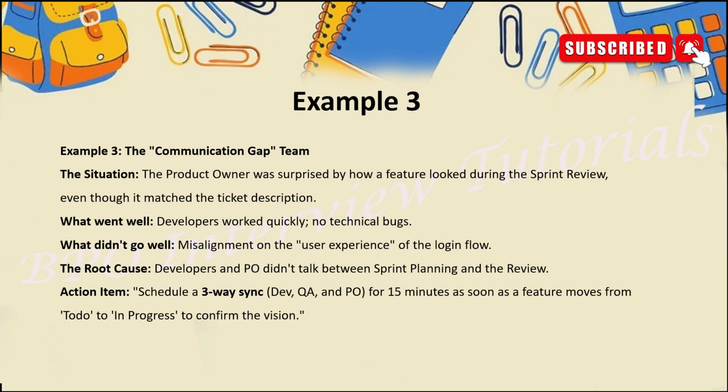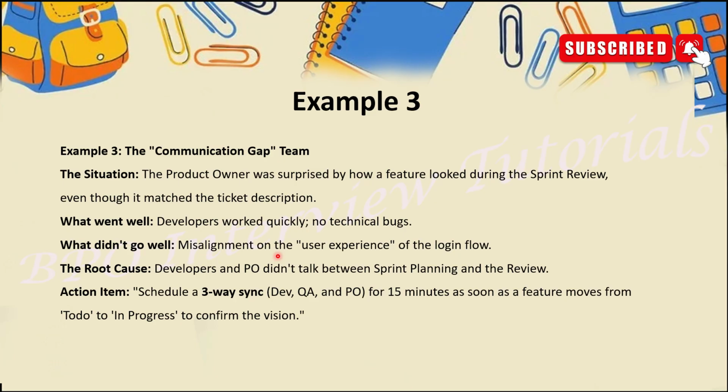So this is one example, guys. I would say a good example. Now, the communication gap team. Sometimes we identify a communication gap too. How can we solve such a situation in a retrospective meeting? The product owner was surprised by how a feature looked during the sprint review, even though it matched the ticket description.